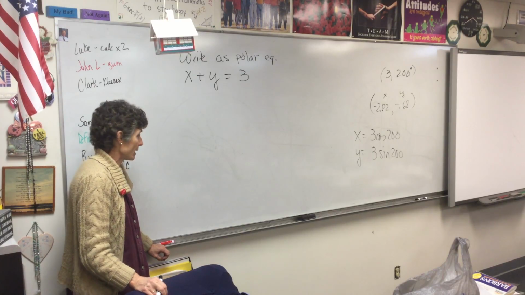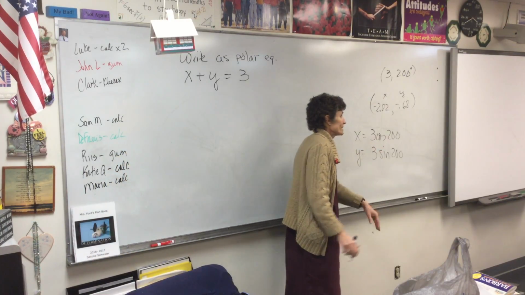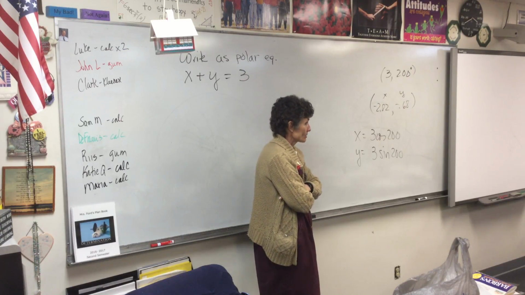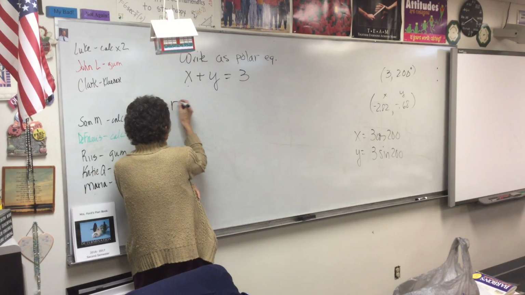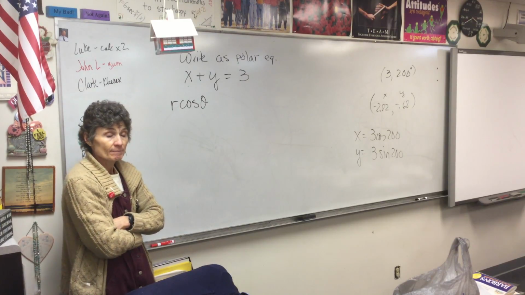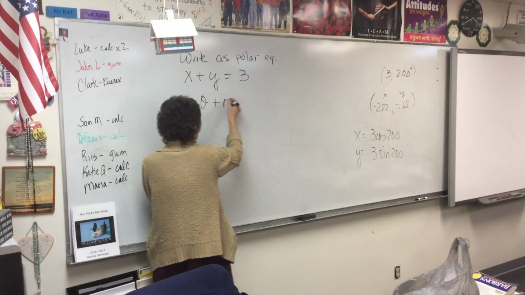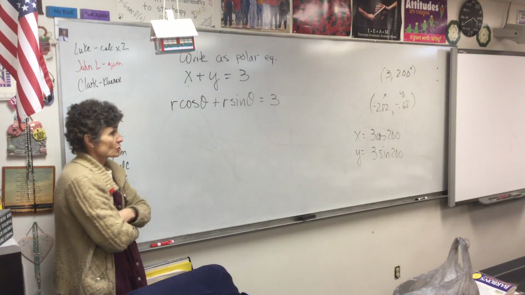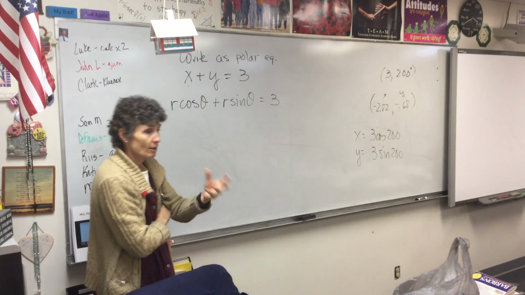Okay, now I just erased it, but I used it right here. What does X always equal? R cosine theta. So I'm going to take this x right here, and I'm going to change it into r cosine theta, because that's what x is. And guess what I'm going to do with that y right there? R sine theta. So I took out the x, plugged in r cosine theta, took out the y, plugged in r sine theta.